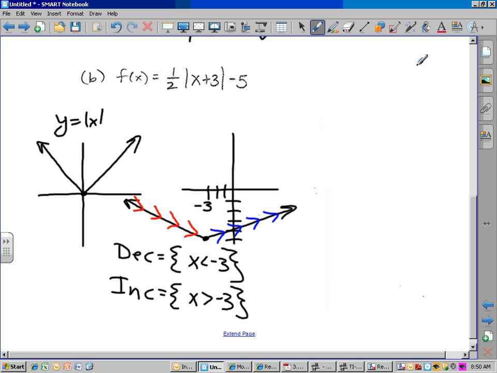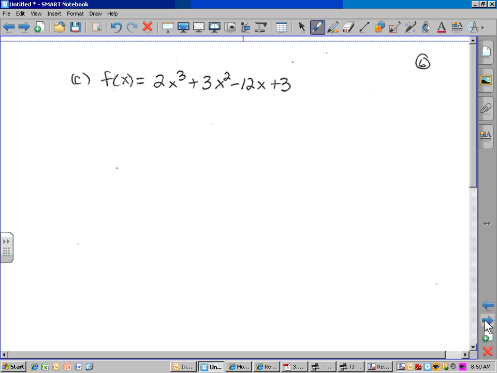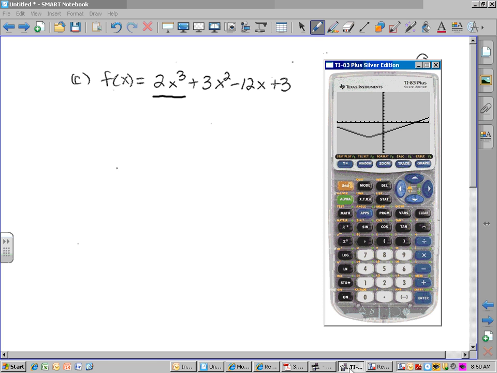I have one more. Part C. Now, 2x cubed plus 3x squared minus 12x plus 3 is something I don't expect you to know right off the top of your head. If we were talking about end behavior, I think you can figure that out, because end behavior is controlled by the largest power, in this case x cubed. So we could actually draw a sketch of what we think it's going to look like, but it could have some other bumps in it. Calculus will allow us to find those bumps by using what's called derivatives. We're not there yet. So the best we can do at this point is graph it using our calculator.